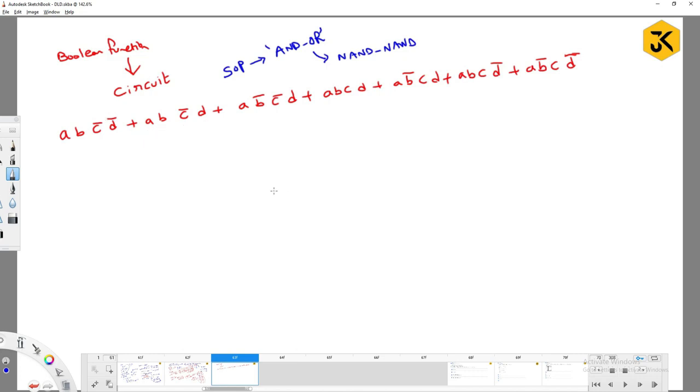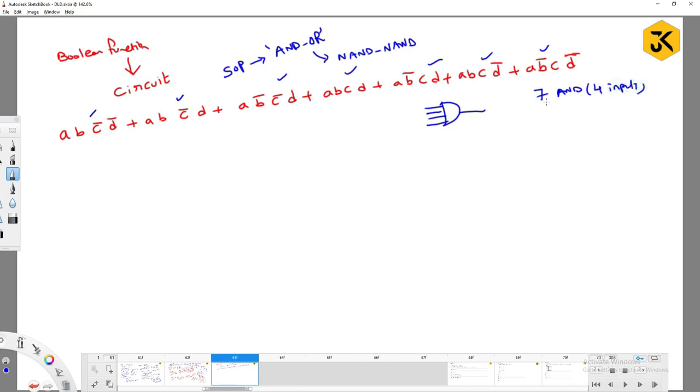For example, I am asking you to construct a 4 input AND gate. Then you are going to take one AND gate which takes 4 inputs, and for this expression one AND gate, like this. How many AND gates are required now? Total 3, 3, 6, 7 AND gates are required, which take 4 inputs.